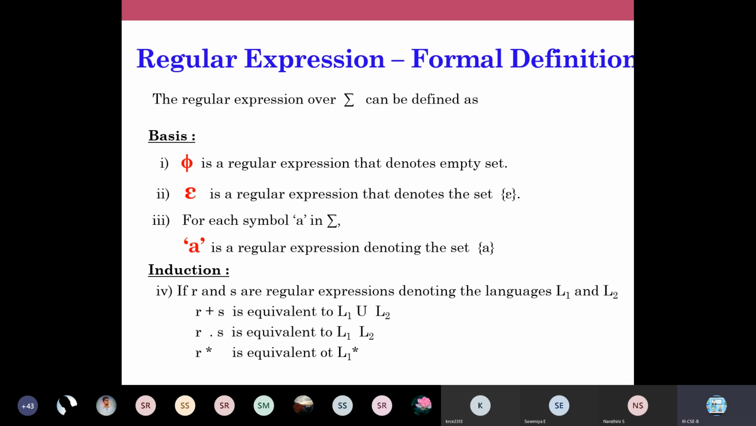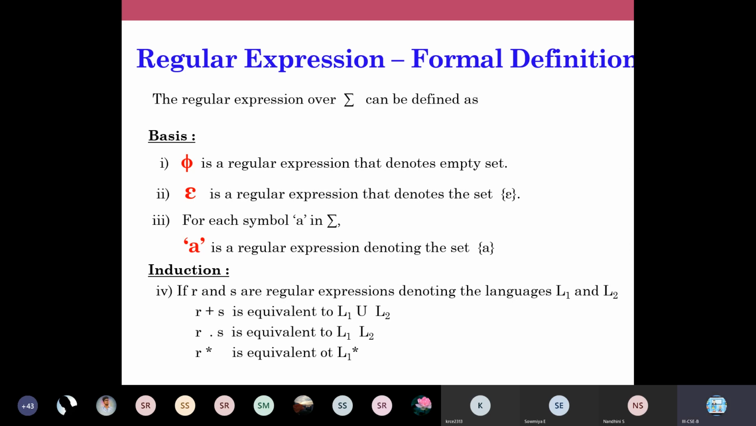Our regular expression, we are going to define using the concept of mathematical induction. The regular expression over sigma can be defined in terms of a basis step and an induction step. In the basis step, we take the smallest possible symbols in the input. The smallest possible set might be either an empty set, a null set, or a set with just epsilon. For these three terms, we define the regular expression first.